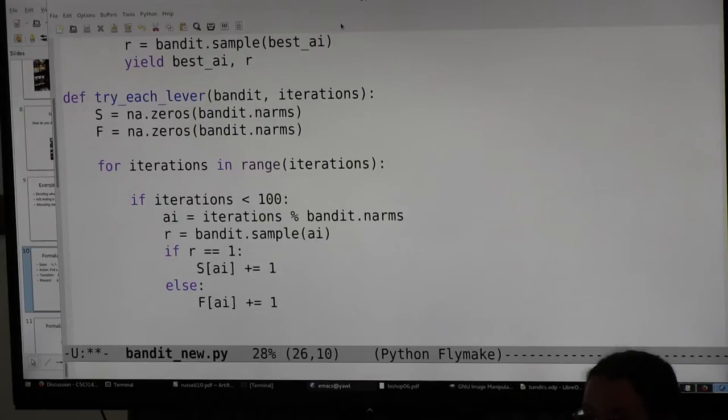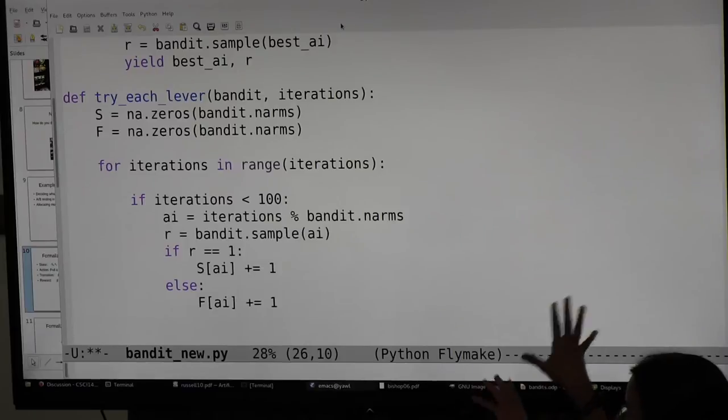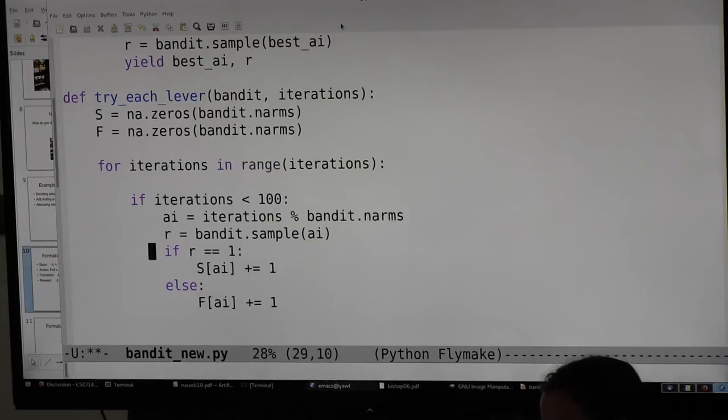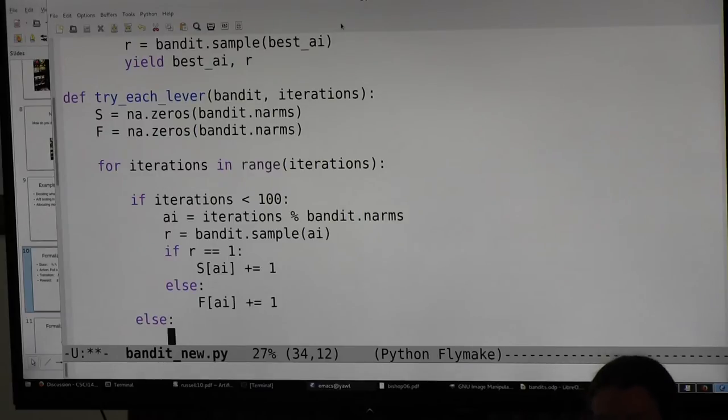After we do this, we can go through the math of this. So this is basically doing a maximum likelihood estimator of the mean of each arm, of the probability of each one giving me heads or tails, over the 100 iterations. And then after that, we're just going to say if iteration less than 100, do this. And then after that, so I've done my trials, I've done my exploration, I'm going to be purely exploring, okay? And now I'm going to exploit.